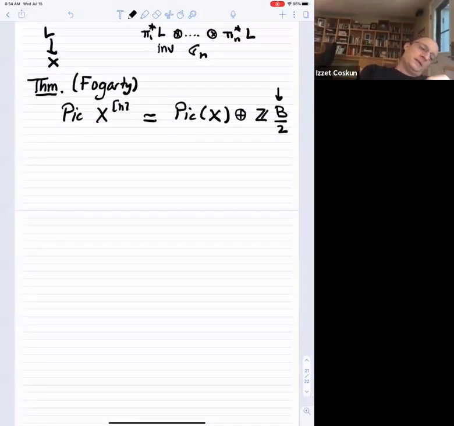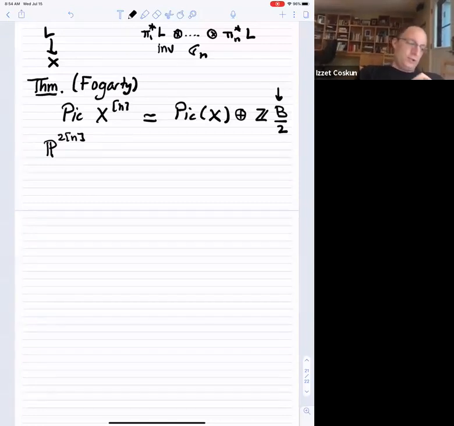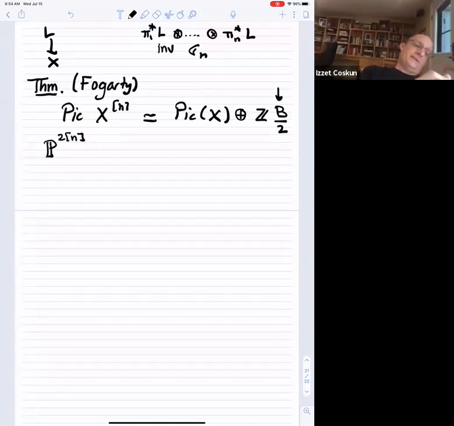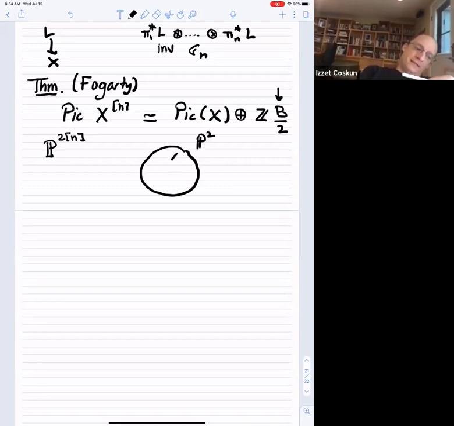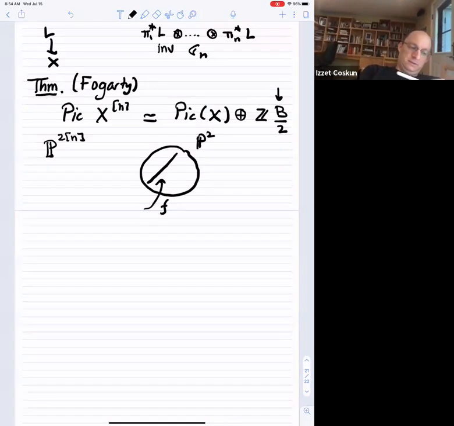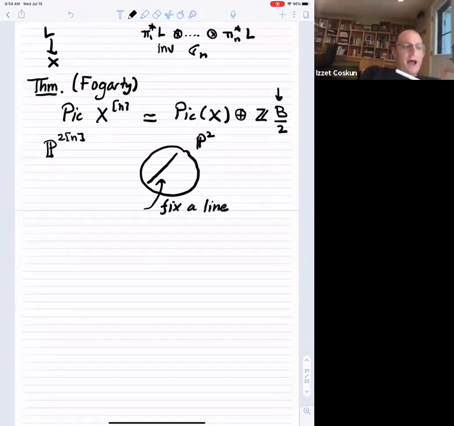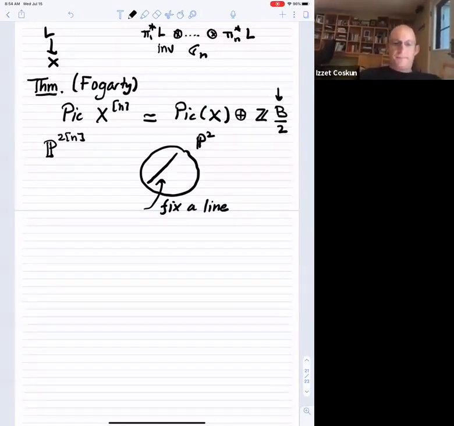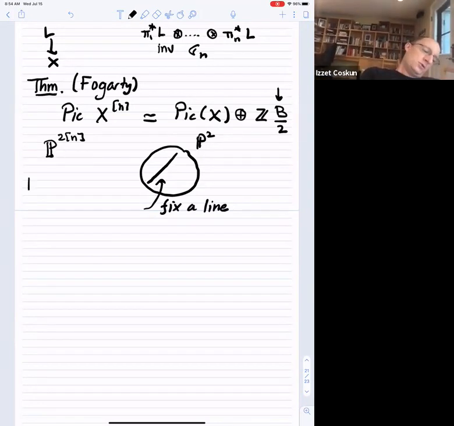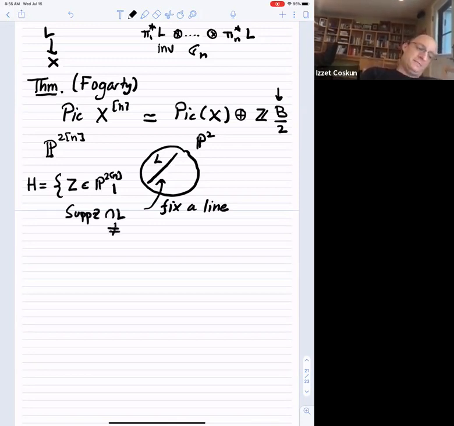So let's see what this means in the case of (P^2)^[n]. The Picard group of P^2, so you see that the Picard group of (P^2)^[n] now should have 2 generators, and then we can understand this fairly concretely. So here is one divisor that I can describe. Here is P^2. What you do is you fix a line, L, and then you look at the locus, which I'll call H, of schemes Z in this (P^2)^[n] such that the support of Z intersect this line L is non-empty.